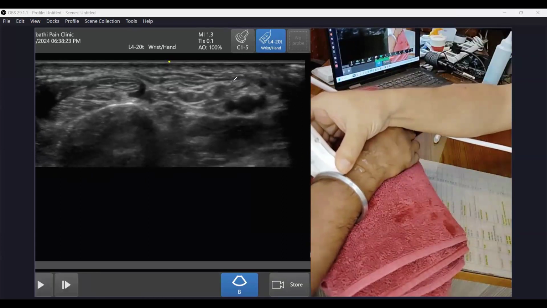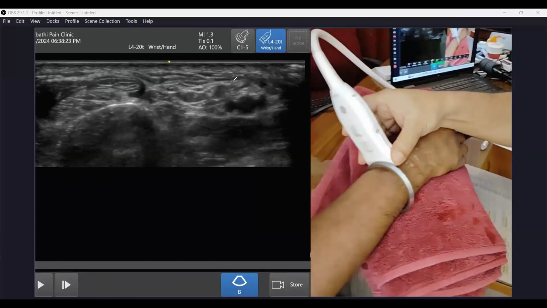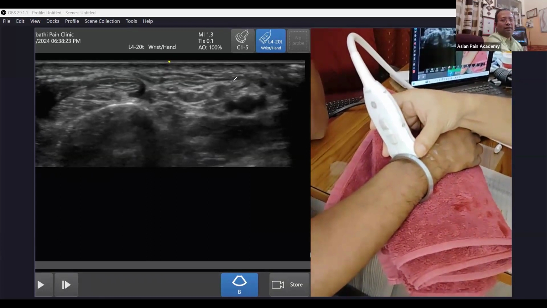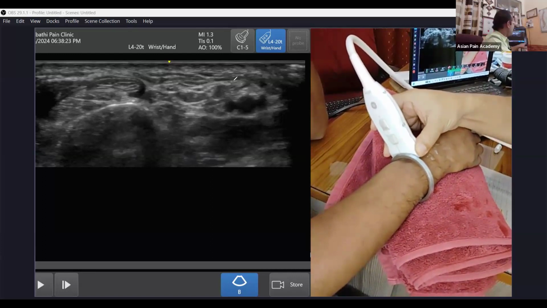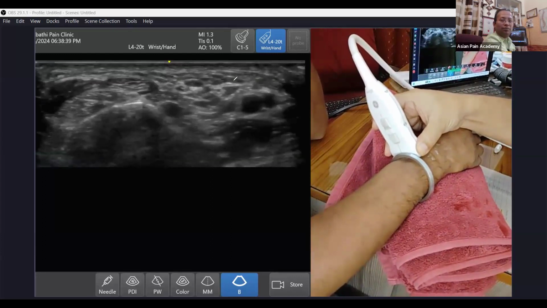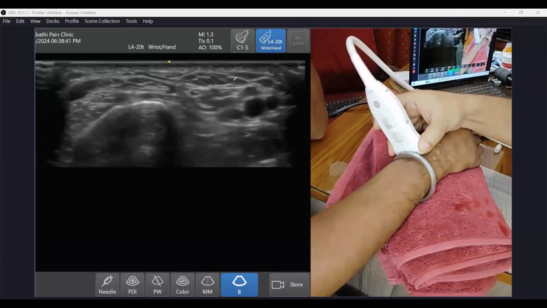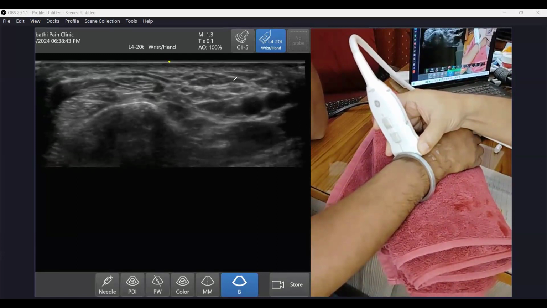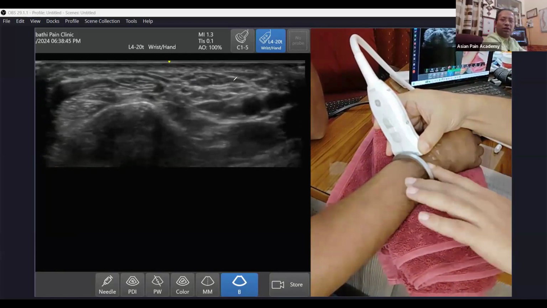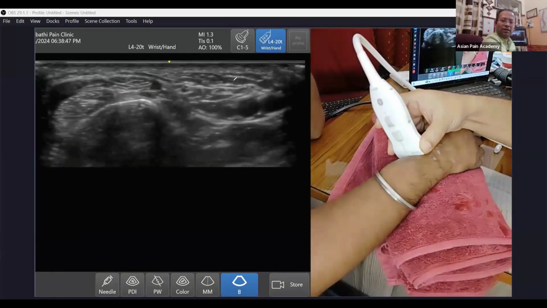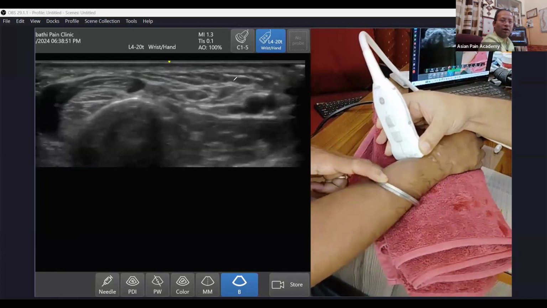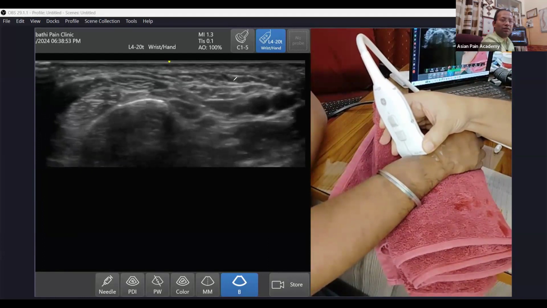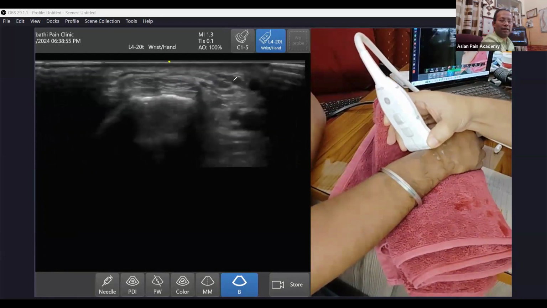Hand movement, probe position. You cannot see the hand movements of the probe position. That is not visible. Hand movement is so small, probe position actually is not seen. You can see clearly, this is over the compartment number 1, over the radial styloid process, and short axis.